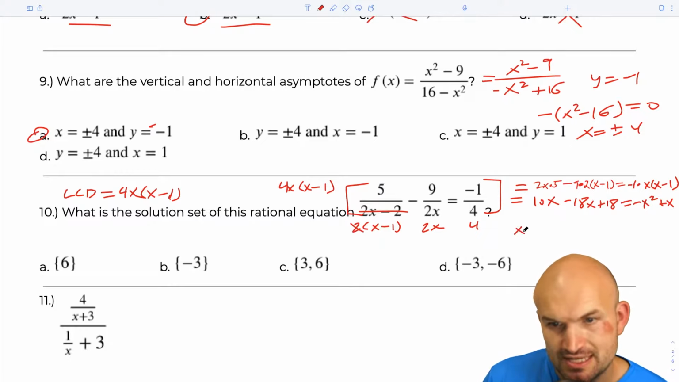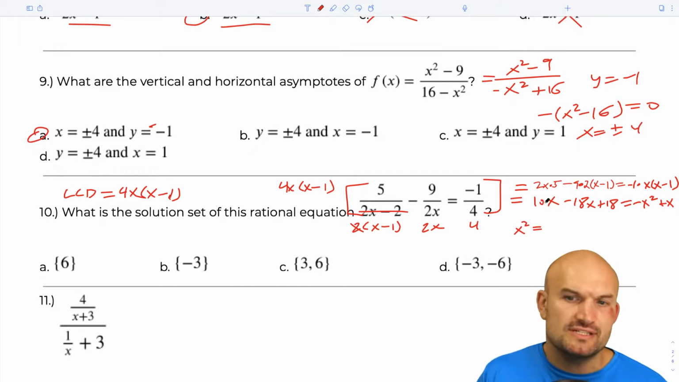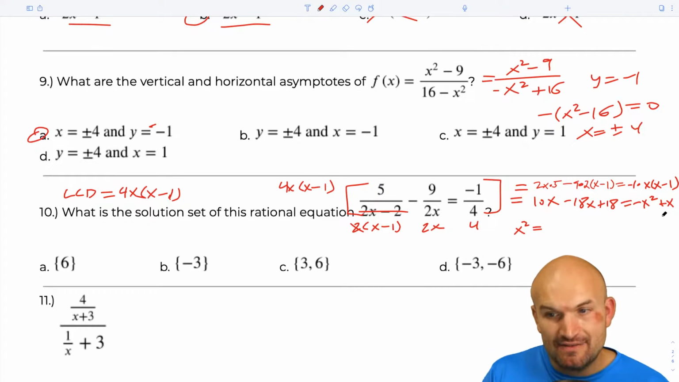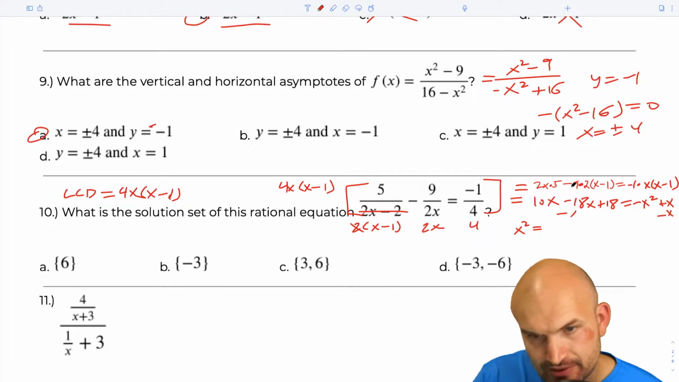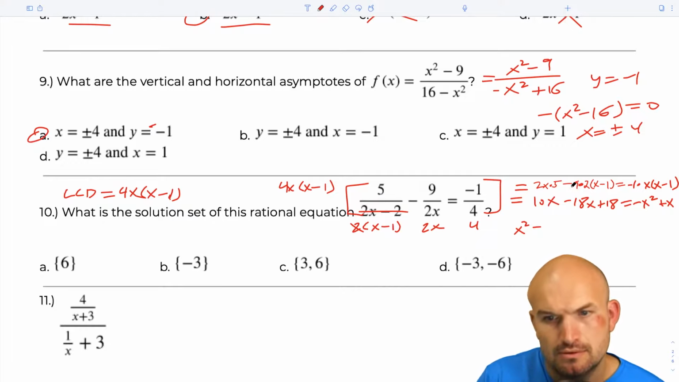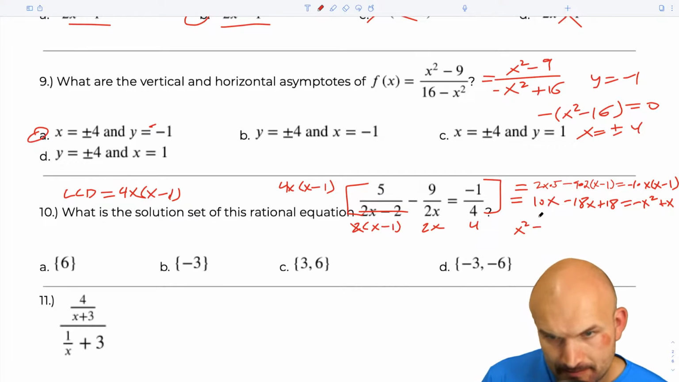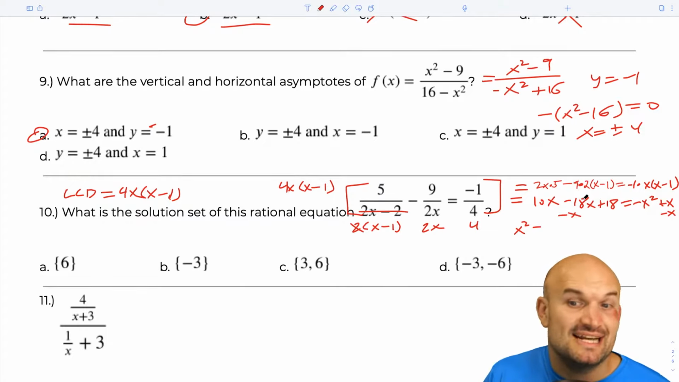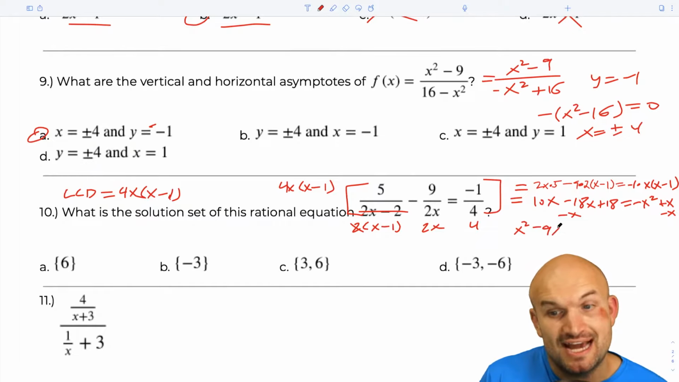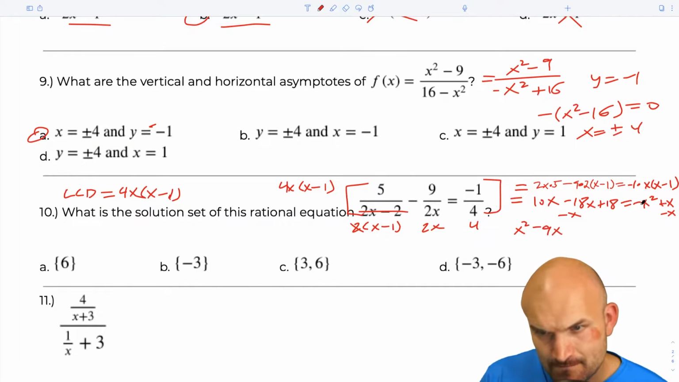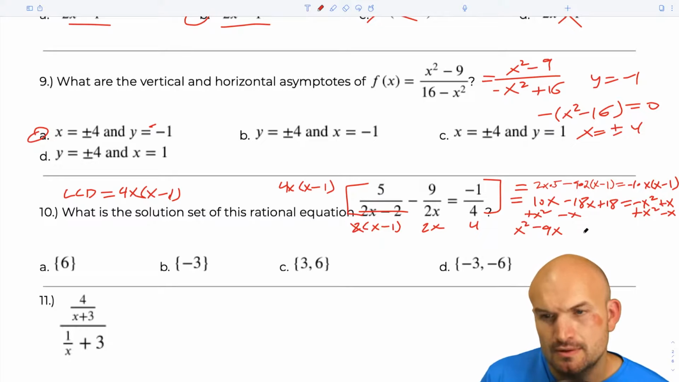So what I'm going to have is x squared is equal to, this combines, right? So this is going to become a negative 8, and if I subtract the x here... So x squared. And so if I subtract the x, 10x minus 18x is negative 8x, minus 9 is negative 9x. And then I added the x squared to the other side. And then what's plus 18?